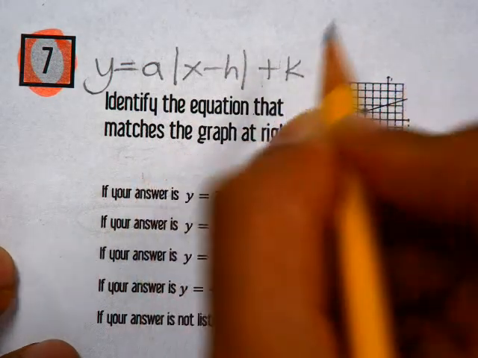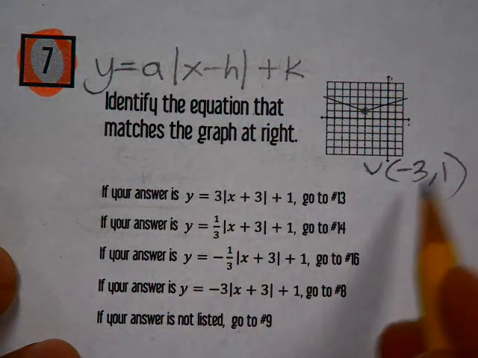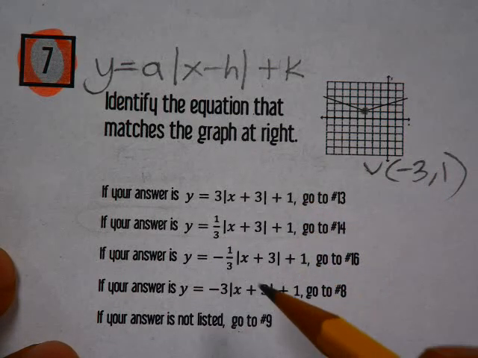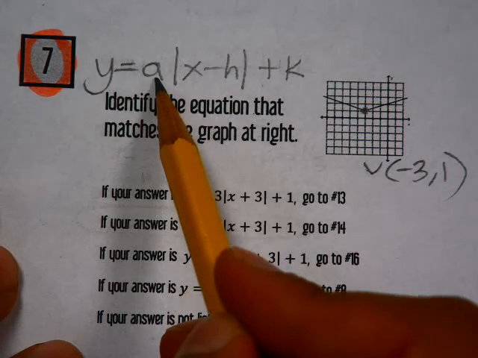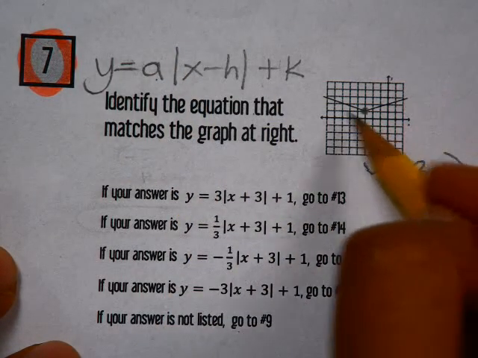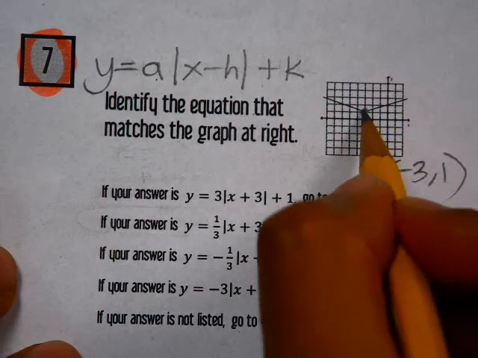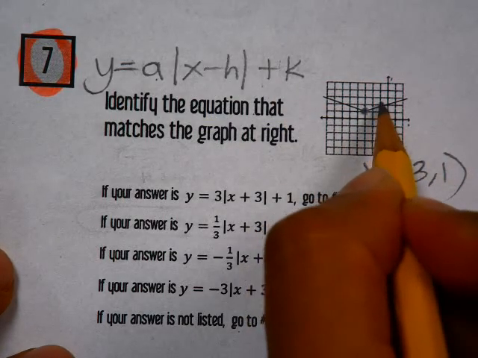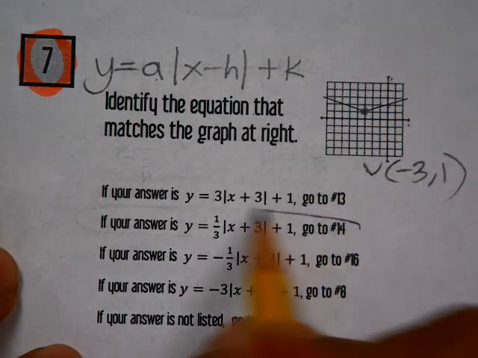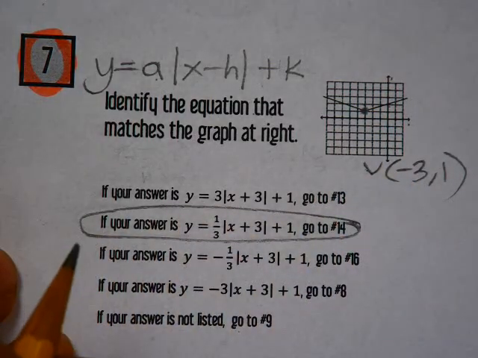So we're looking for an equation here that has a vertex at -3, 1, which would apply to all of these. The a represents the slope of these lines. This is a positive a value since it opens up, and the slope is up 1 over 1, 2, 3. So with a slope of positive 1/3, we would get this as our answer.